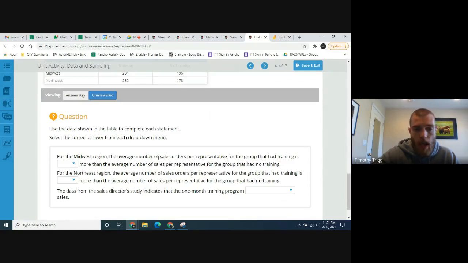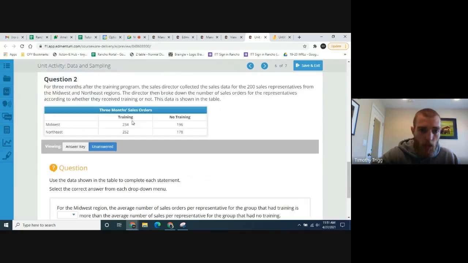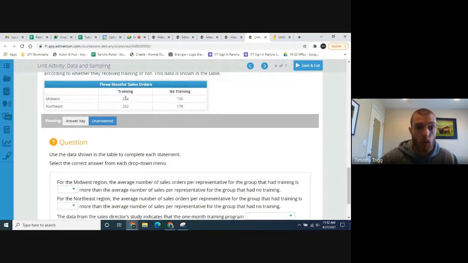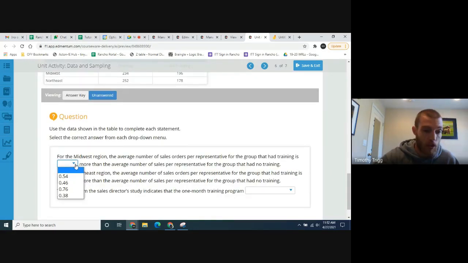For the Midwest region, the average number of sales orders per representative for the group that had training is, so the group that had training in the Midwest, remember there's 50 in this group. So we take this number, 234, and divide by 50. That tells you how many sales each representative had on average. I got 4.68 by doing 234 divided by the 50 who received training. Wait, I should be looking at no training, sorry.